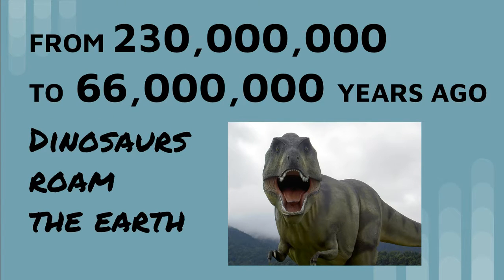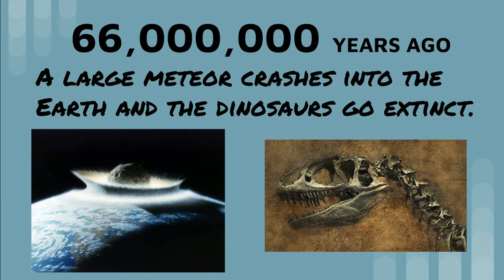From 230 million years ago to 66 million years ago, dinosaurs roamed and ruled the Earth. However, 66 million years ago, a large meteor crashed into the Earth, and then the dinosaurs went extinct.